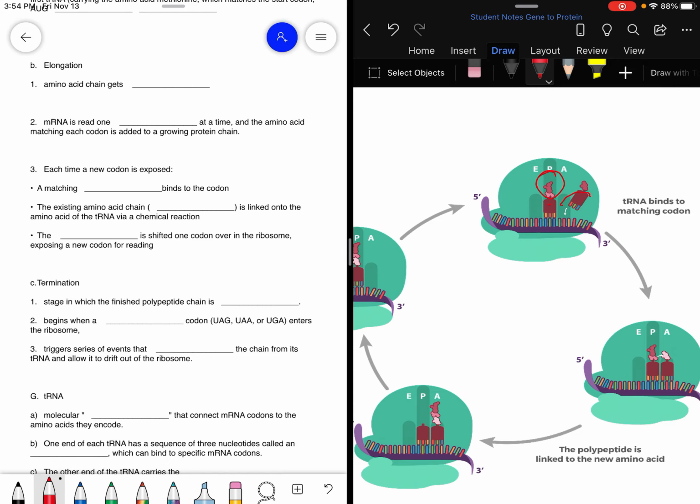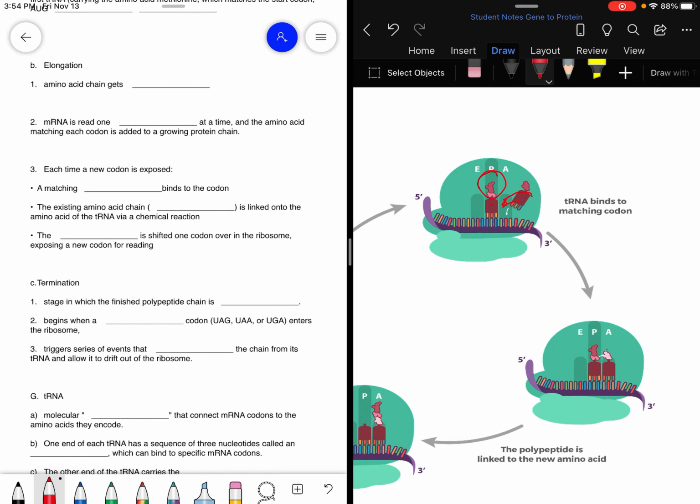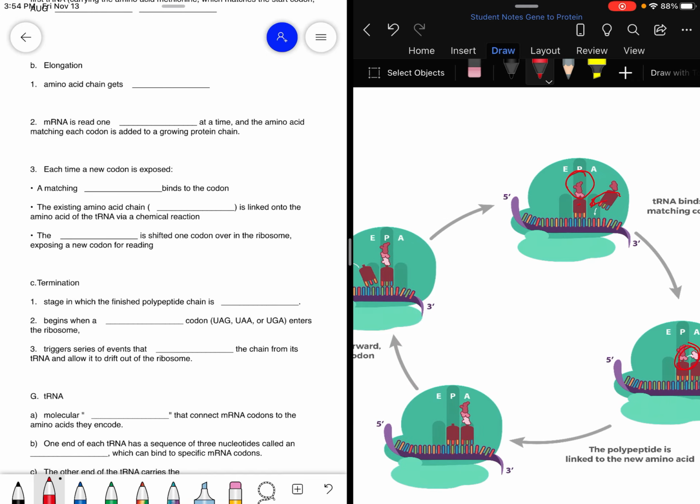The next tRNA will bind in the next slot. Then that chemical reaction will happen, creating a bond between one amino acid and the next. The first one will join onto the top of the second one. Kind of think of it like beads in a chain.